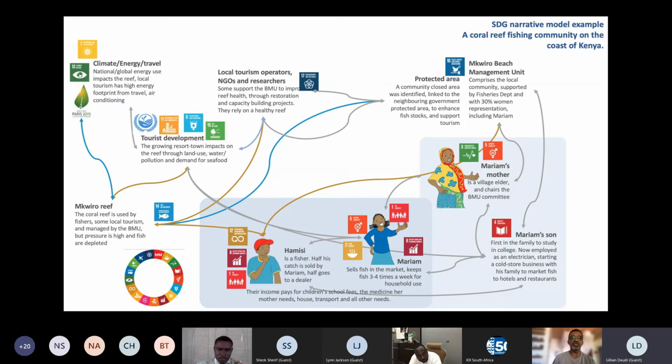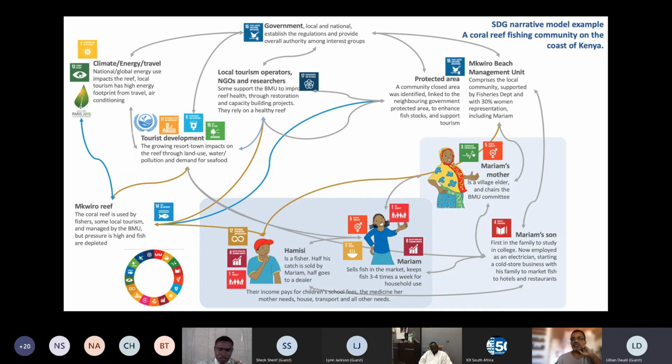There's a climate and energy component to this story as well, partly because of the energy use of the resorts within the system and the travel of the tourists to get there. But also locally, they can take a lot of actions to reduce their carbon footprints, to replant vegetation for carbon sequestration or restore mangroves in the areas. So that can bring in some carbon finance as well.